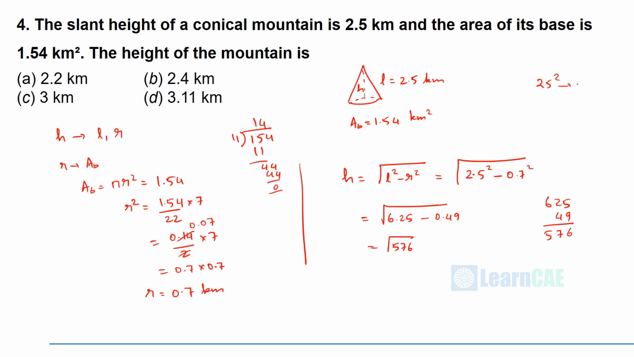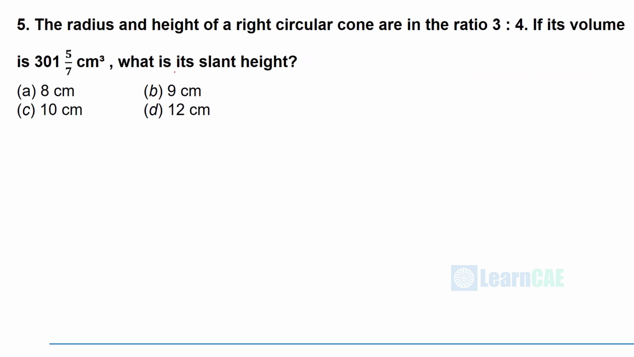So 25 squared is 625 and 20 squared is 400. So 576 should lie in between this. 4 4s are 16. So there is a chance that 24 into 24 will be equal to 576. Let us calculate. 4 4s are 16, 2 4s are 8, 9. 24 into 2 is 48. 576. So the square root of 576 is 24. But we are finding the square root of 5.76. So the answer should be 2.4. H will be equal to 2.4 km. Answer is B. Next question.